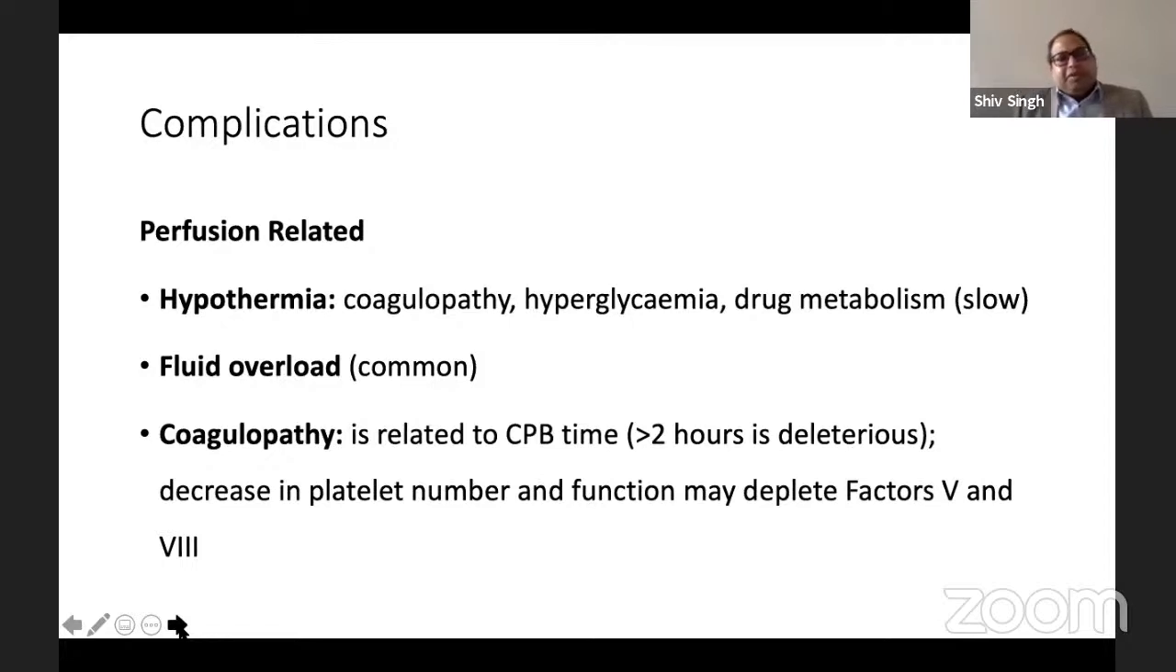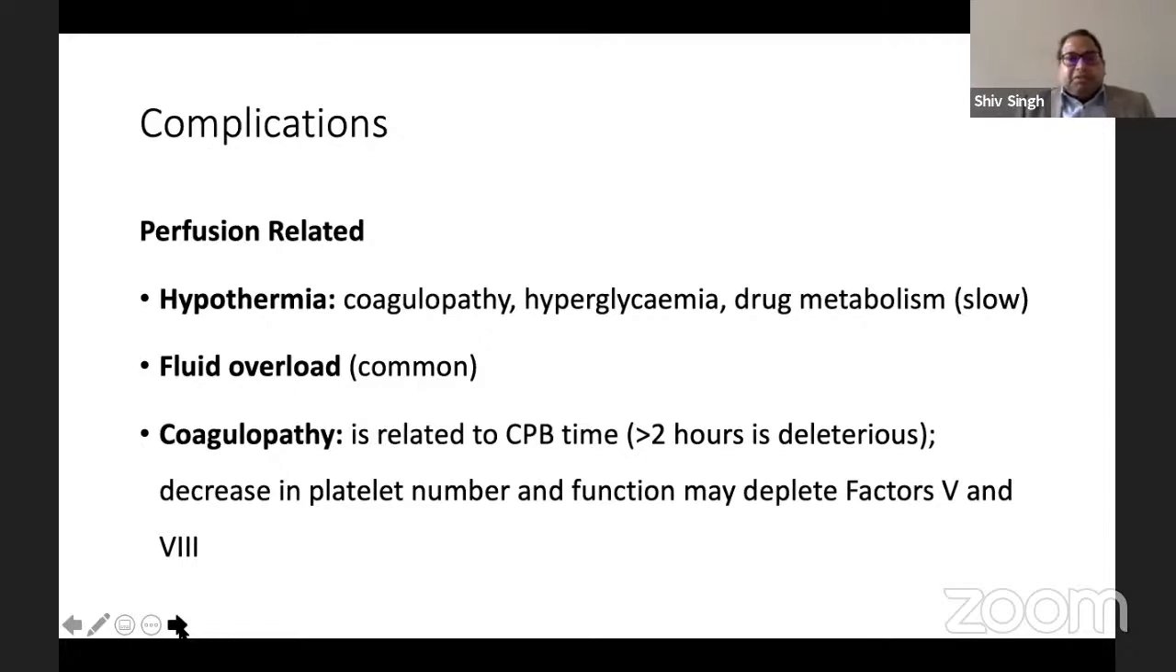Then there can be complications related to perfusion. Hypothermia is maintained, like I said, but now people tend to go for normothermic or not go for very low temperatures. When very low temperatures are used, there can be coagulopathy and hyperglycemia. There is slowing of drug metabolism, and the priming is required initially, so there can be fluid overload.